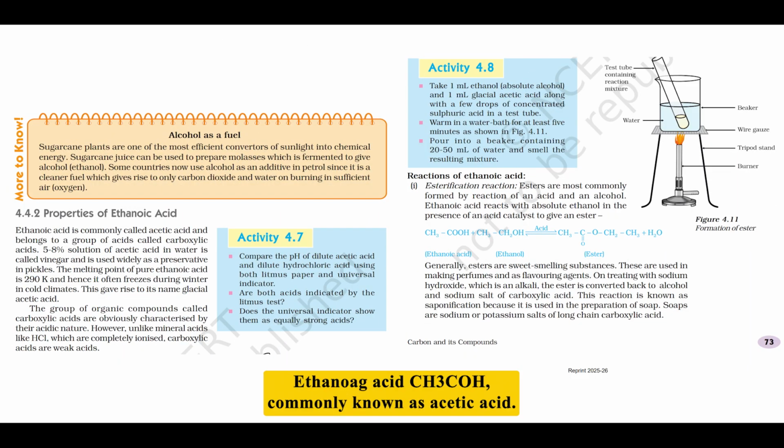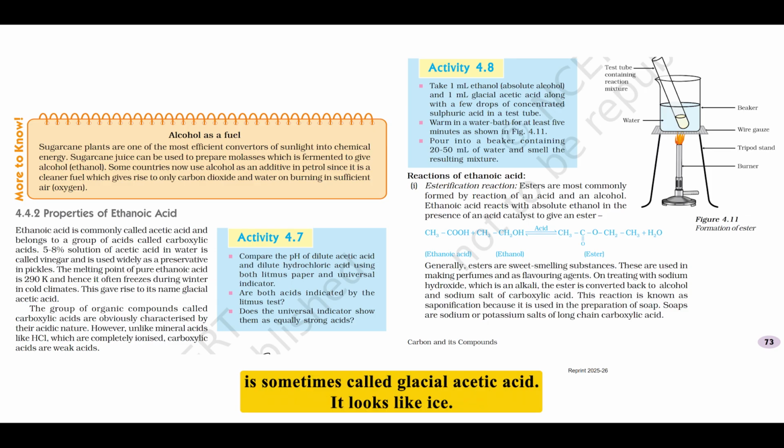Ethanoic acid, CH3COOH, commonly known as acetic acid. It's a carboxylic acid. Vinegar. Yes, a dilute solution, 5 to 8% in water, is vinegar, used as a preservative. Pure ethanoic acid has a melting point of 290 K, about 17 degrees C. It can freeze in winter. It often does in cold climates, which is why pure ethanoic acid is sometimes called glacial acetic acid.